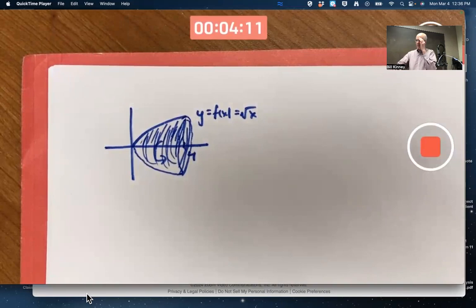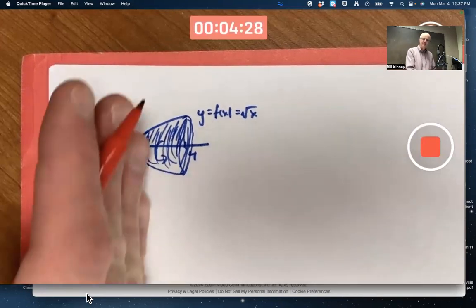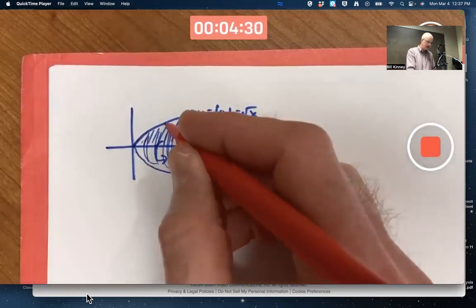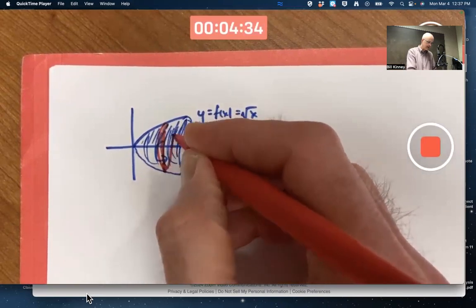The problem-solving process is what's most important. Slice it. And if you are creating a volume of revolution by revolving around a horizontal axis like this, it's definitely simplest to slice perpendicular to that horizontal axis. Maybe your arbitrary thin slice looks about like this.